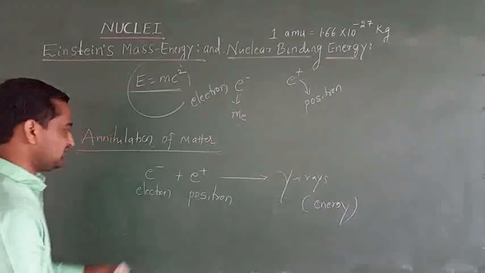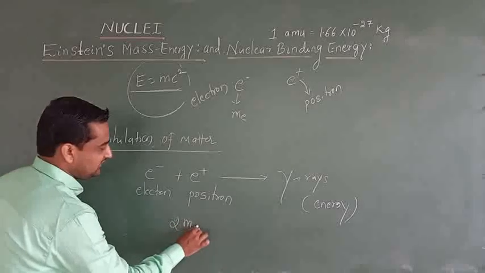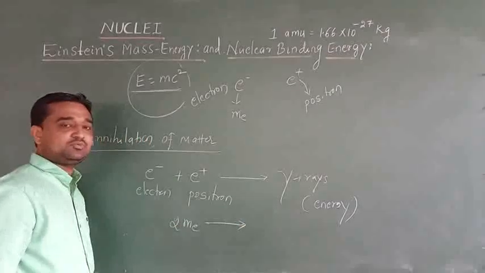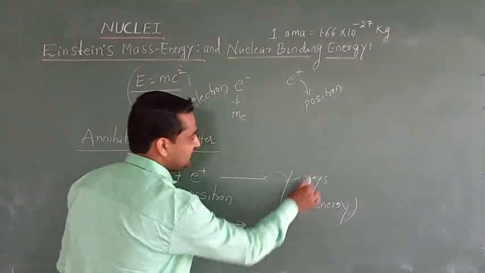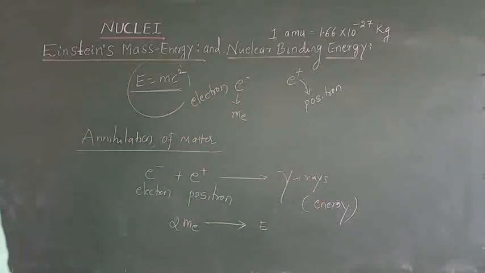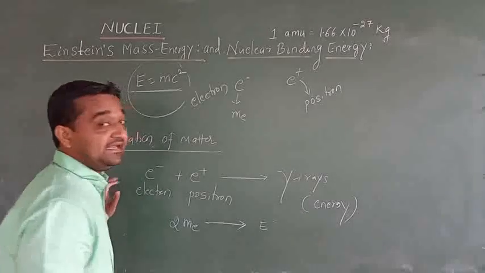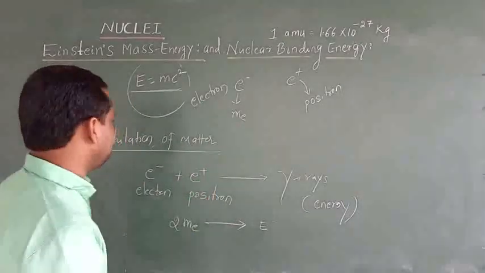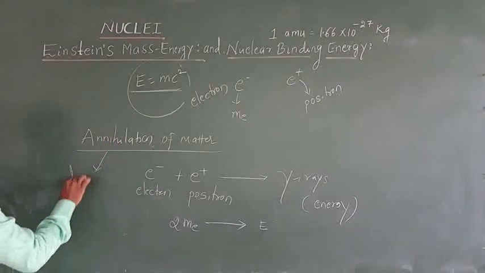So here the mass, 2 times the mass of the electron, is converted into what? The energy, that is the gamma ray. When this electron and positron come close to each other, they annihilate. Annihilate means what here? Destroy.